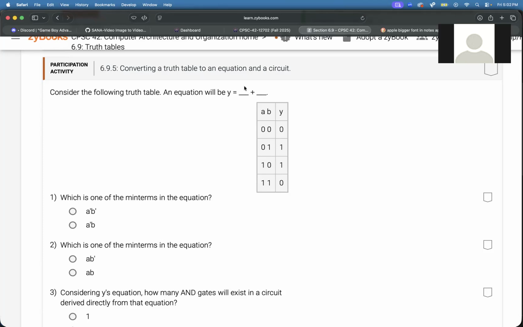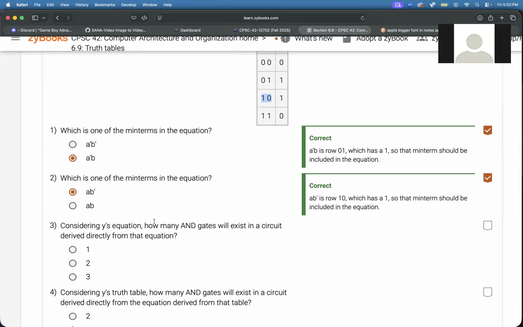An equation will be blank plus blank. So what's the first blank with A and B here? Here, 0, 1. So that's not A, B right here. The second term is right here. This is A not B. That's here.